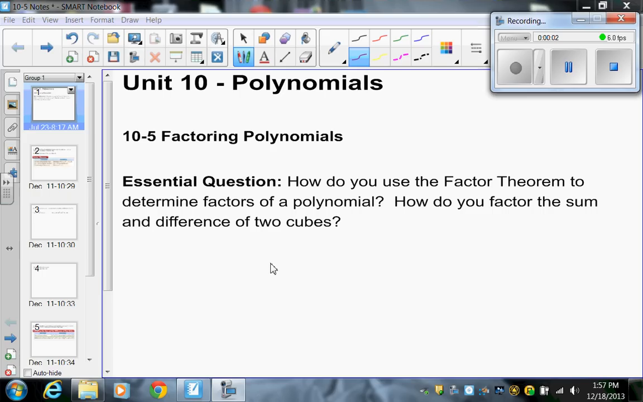This is the video on section 10-5 for factoring polynomials. The essential question is, how do you use the factor theorem to determine factors of a polynomial, and how do you factor the sum and differences of two cubes?